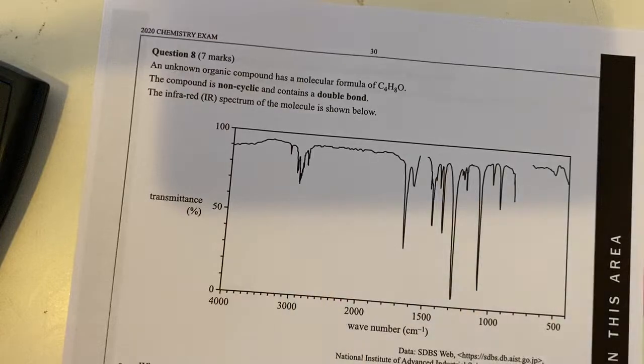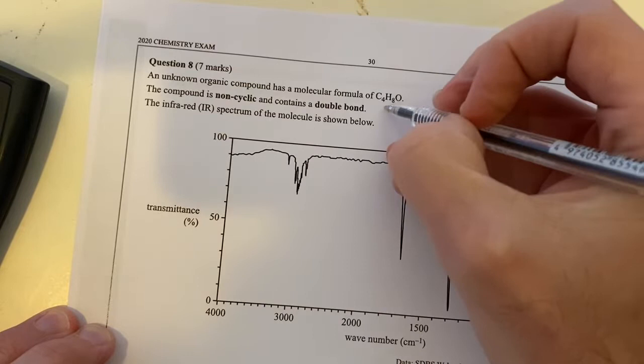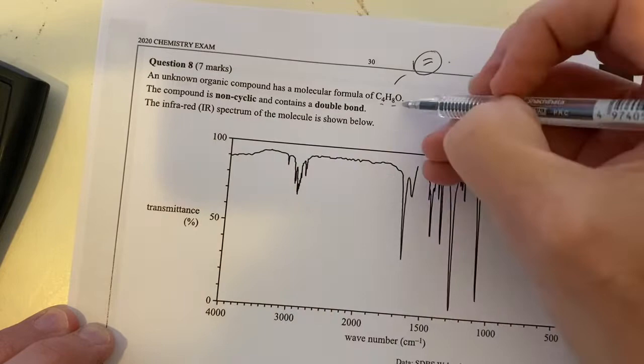Okay, here we are with question 8 from the 2020 VCAA chemistry exam, and it looks like we're looking at spectroscopy. We've got an unknown organic compound with this formula. Notice the fact that it's a C4H8, therefore there is one double bond present. It's a non-cyclic compound as it contains a double bond. All right, so we already know that, so we can ignore that. So therefore we've got a double bond.